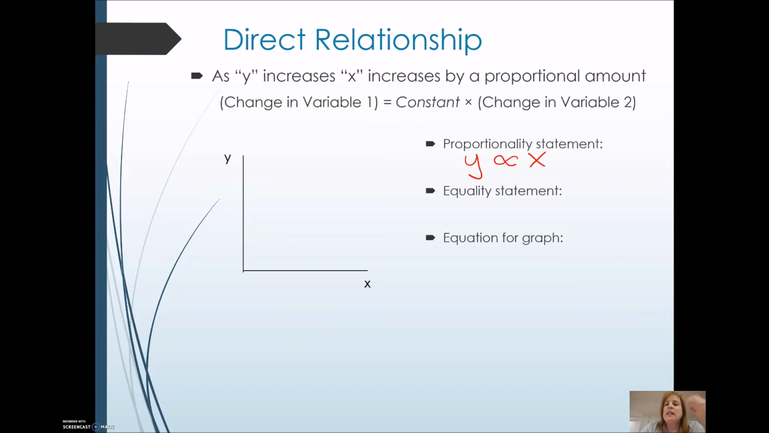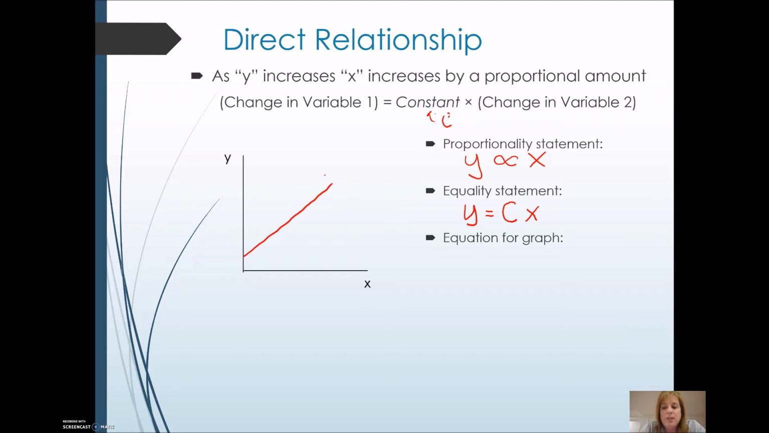Now, if we write this as an equality statement, which is really what that change in variable 1 on the top of the page is, we would say that therefore y, whatever's on our y-axis, is equal to some constant, which I'm just going to call c, times x. And mathematically, that equation would be just a linear graph. What a linear graph looks like is just a straight line.